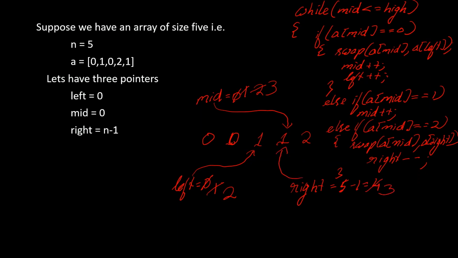Now we will check the condition again. Now this condition holds true, that is array of mid equal to 1. So we update mid by 1, so it becomes 4. Now mid points toward the last element. Now the loop condition becomes false, that is mid becomes greater than right. So it comes out of the loop and returns.